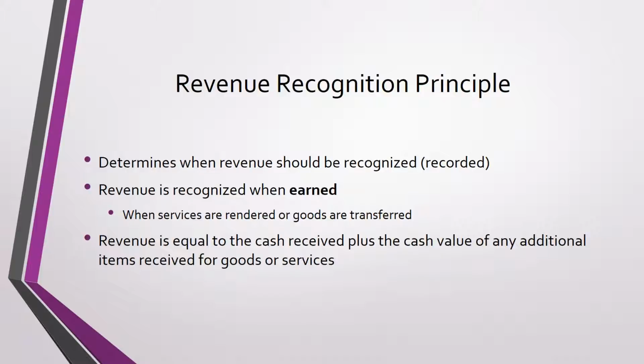Revenue is equal to the cash received plus any cash value of additional items which might be received for the goods or services. So if you sell some goods for cash plus some other item that is traded, then the value of the cash plus the cash value of that item would be equal to the revenue received for the item.